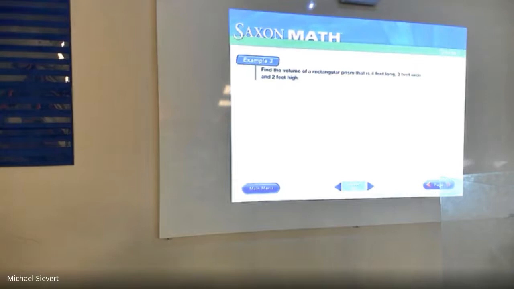All right. So, find the volume, copy down the question, example 3: find the volume of a rectangular prism that is 4 feet long, 3 feet wide, and 2 feet high. Okay, now, underneath this question, you got 3 steps. The first step, you have to rewrite what? What's the formula?